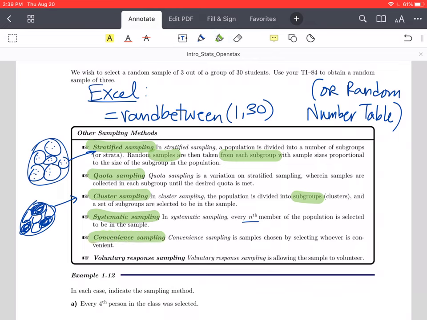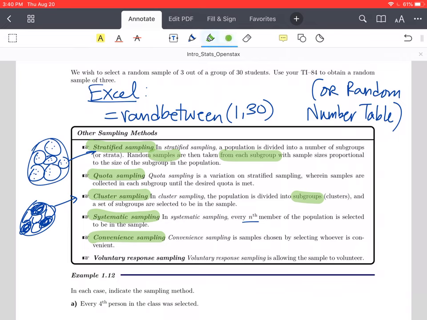Then there's convenience sampling. This is not a recommended method of sampling. So convenience sampling is samples chosen by selecting whoever is convenient. So this would be one where a student is trying to get a sample representative of the entire school, but then they only talk to their few friends that they have in this one class or something. That's a convenience sample, and that's not the best way to run samples when you're doing testing. Okay? We want it to be truly random.